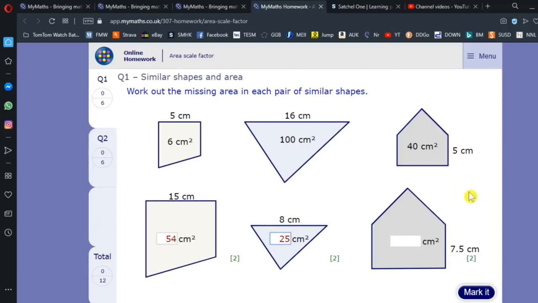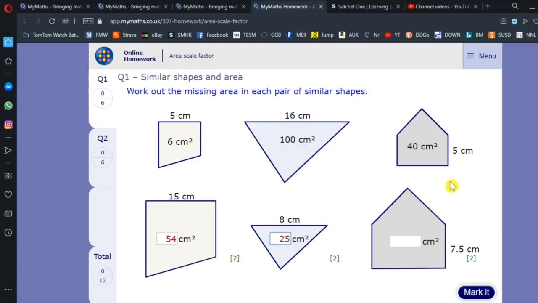Okay, and this one here, 5 has become 7.5. That's a slightly tricky scale factor. That's 1.5. So if I want to scale up the area, I need to multiply 40 by 1.5 squared. Okay, now you can work out what 1.5 squared is. That's what I did for the other ones.